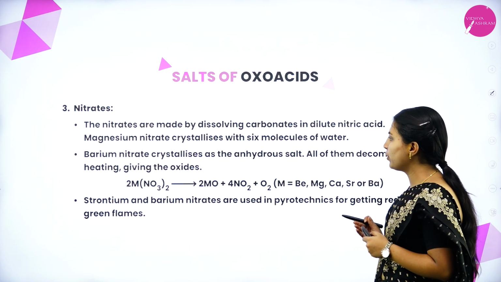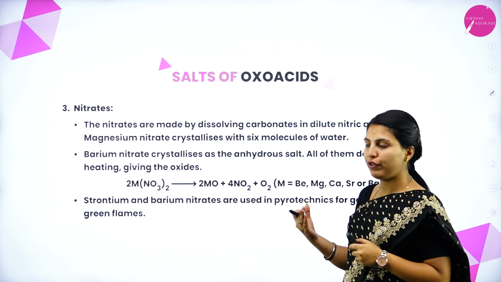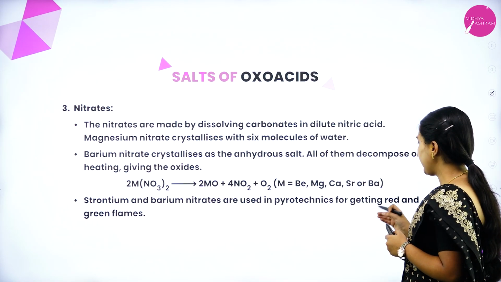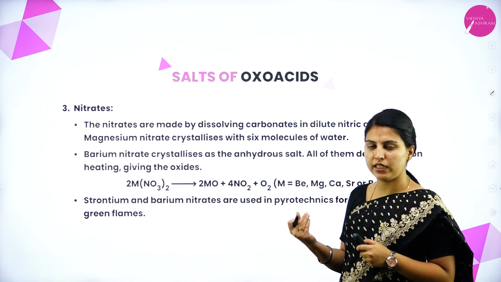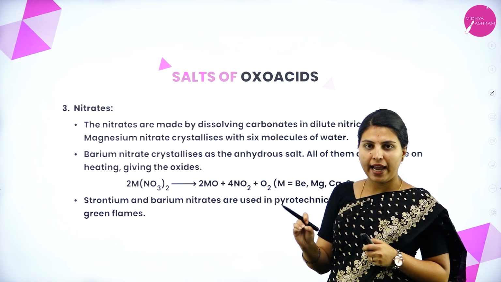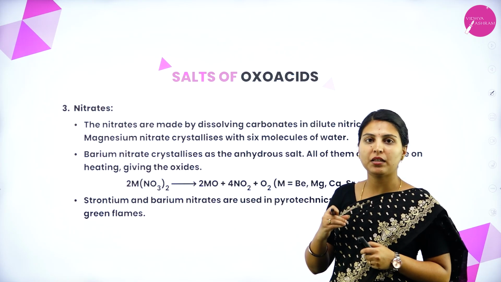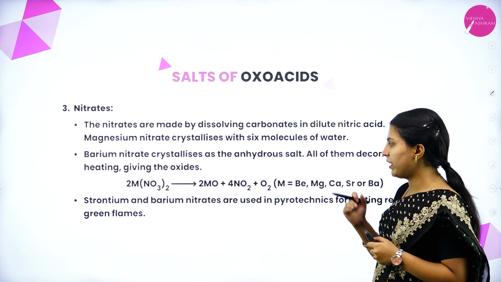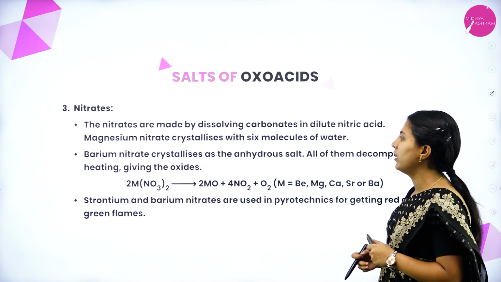All of them decompose on heating, giving the oxides. They decompose and form oxides. Strontium and barium nitrates are used in pyrotechnics for getting red and green flames. In salt analysis, we have seen that when a salt is taken in the watch glass, mixed with acid and projected to a flame, it imparts some colors, like strontium gives red and barium gives green flames, right? That is what they are explaining.